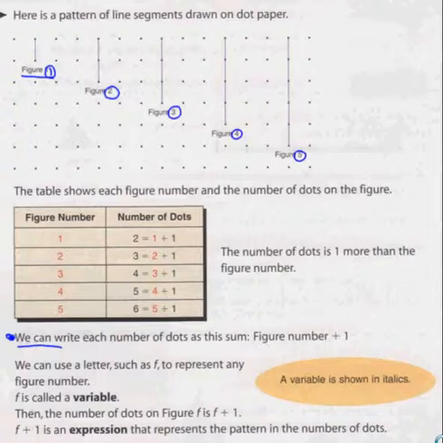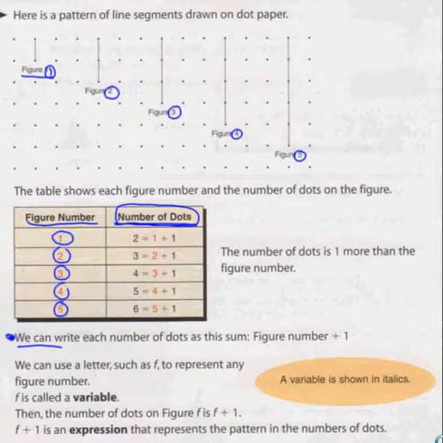You can see that they've made a table that shows the same thing. Figure 1, figure 2, figure 3, figure 4, figure 5. Now, on the right-hand side of the table, it says the number of dots. So those are the things that we're looking at. We're going to look at figure numbers, and we're going to look at the number of dots in each figure.